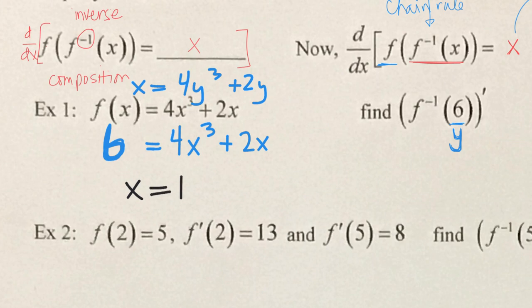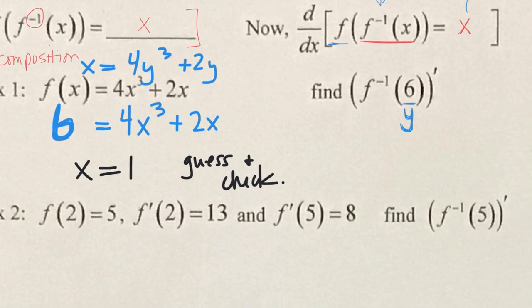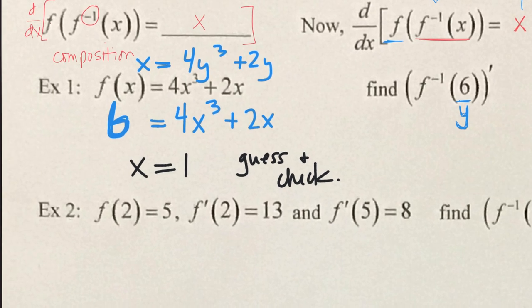So we use guess and check. We guessed some, hopefully small values, because I'm cubing something and adding it, and I'm getting 6. So if x equals 1, then yes, that works. What about negative 1? Does it work if it's negative 1? No, because then that's negative 6, right? So this is my x value. That's perfect. So that's your first part, is we just found f inverse of 6.